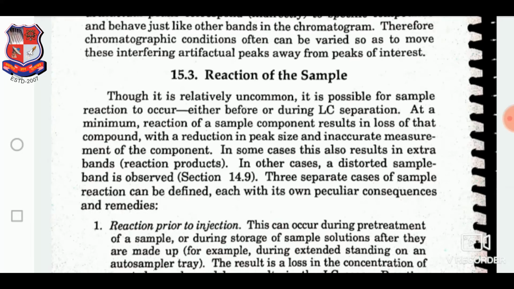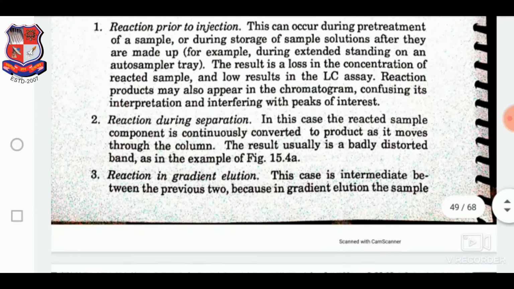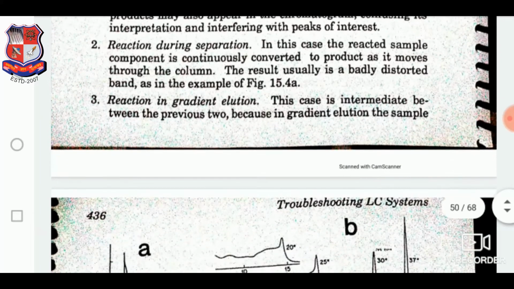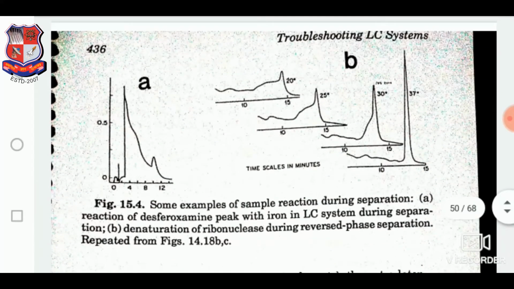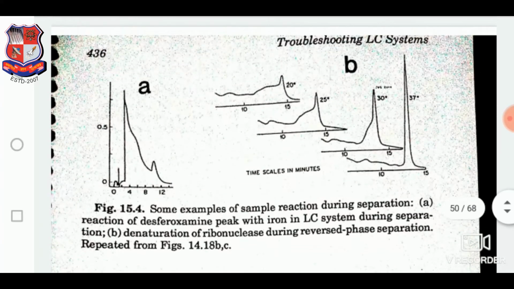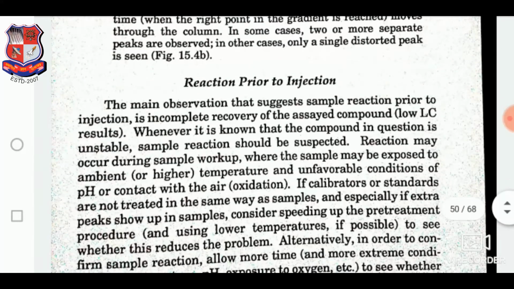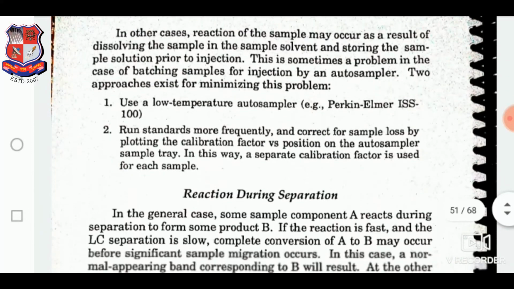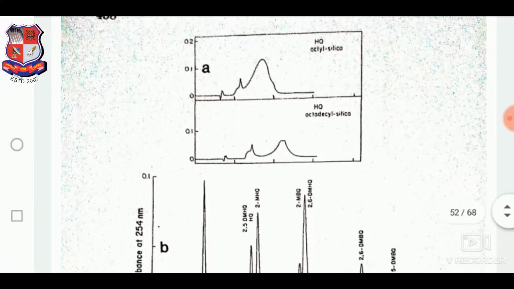This is another important cause, although relatively uncommon: retention prior to injection, reaction during separation, reaction in gradient dilution. These are the possible causes. These are some typical chromatograms. You can see here that bad chromatography is observed at different temperatures because of the sample reaction. Reaction prior to injection, reaction during separation, these are the tags. These are other chromatograms.